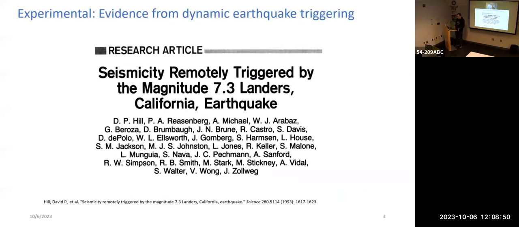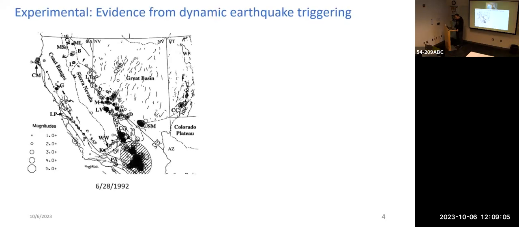The background, or the motivation of this work, starts from the remote triggering of seismicity. That was first observed by David Hill in 1993, and it is related to the Landers earthquake that happened on June 28th, 1992. And here is the epicenter of the Landers earthquake. They recorded the triggered seismicity within the 10 days after the first shock and plotted it on this map.